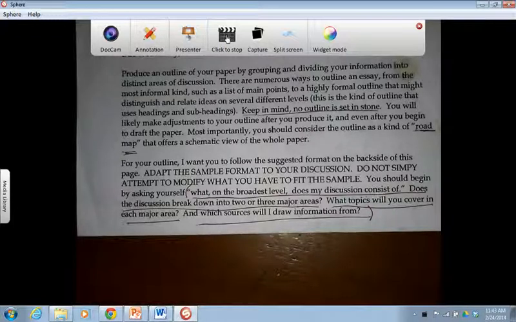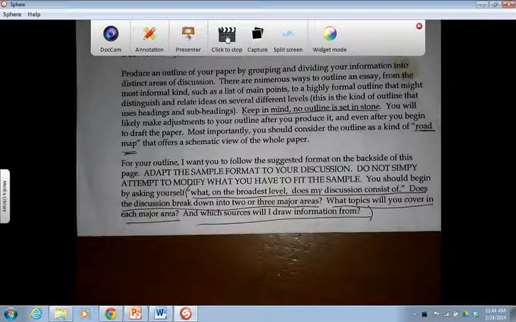You're going to produce an outline of your paper by grouping and dividing the information into distinct areas of discussion. As you're doing your paper, you want to group the information as you find it so that you don't have to go back and do it all over again. This makes it easier, as you have places to put the information as you go, so you don't have to try and find it as you write your paper. It's all right there for you.